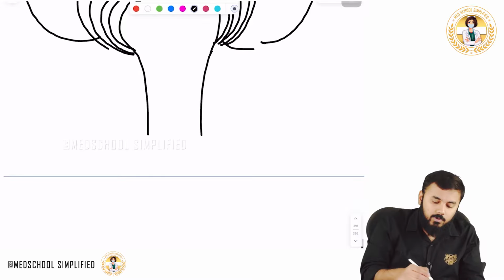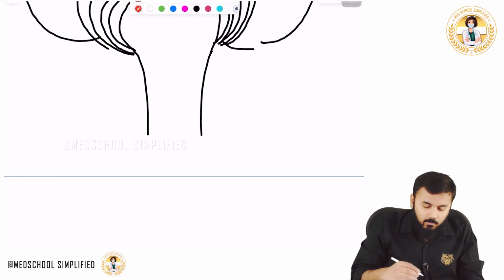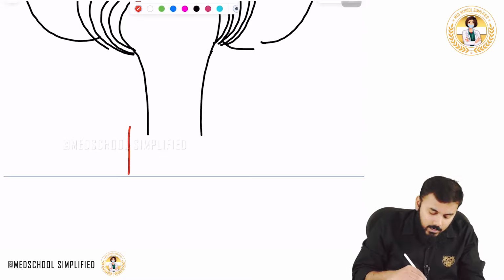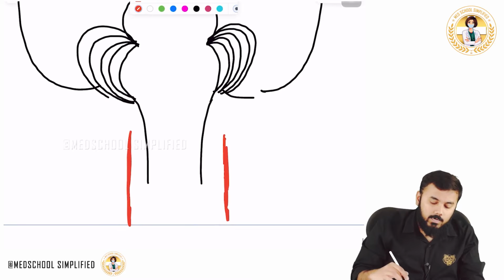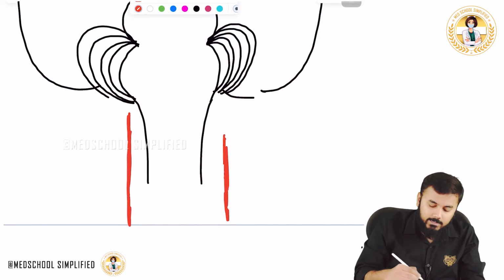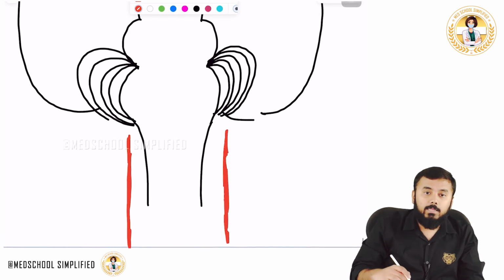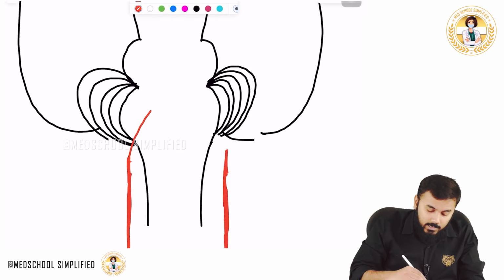So what is happening over here? I told you there are two different arteries. What are those two different arteries? The artery which I am drawing right now is called your right vertebral artery, and this artery is called your left vertebral artery. This right and left vertebral artery are ascending up like this, and they are meeting at a point.